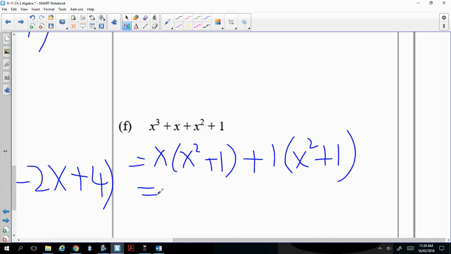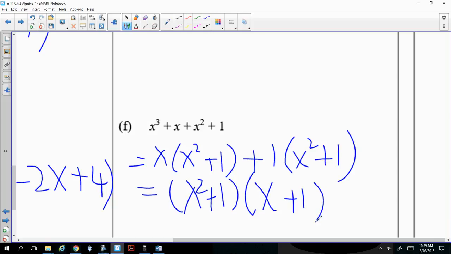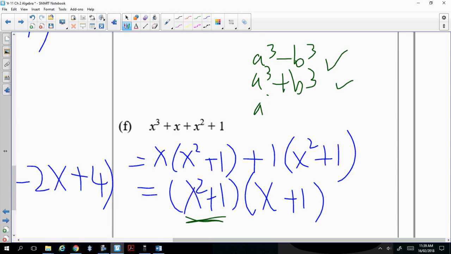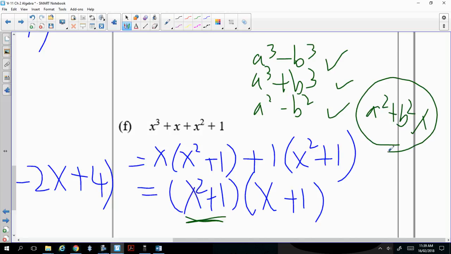Can we do it further? No, because there's no formula for sum of two squares, right? There's a formula for this, there's a formula for that, but not a formula for sum of two squares. There are only three formulas: the difference of two cubes, sum of two cubes, and difference of two squares, that's it. This one cannot be factorized. So you just leave it like that. Alright, any question?